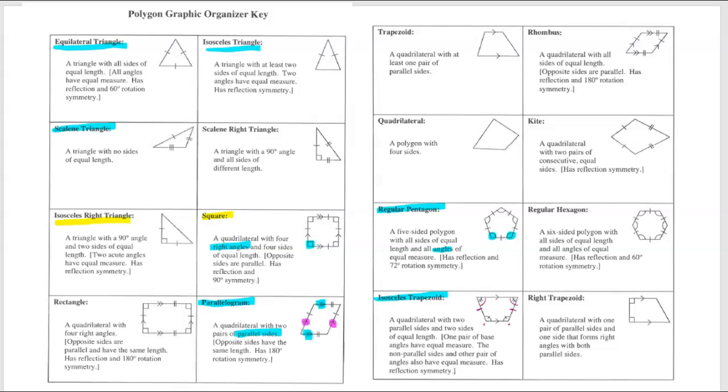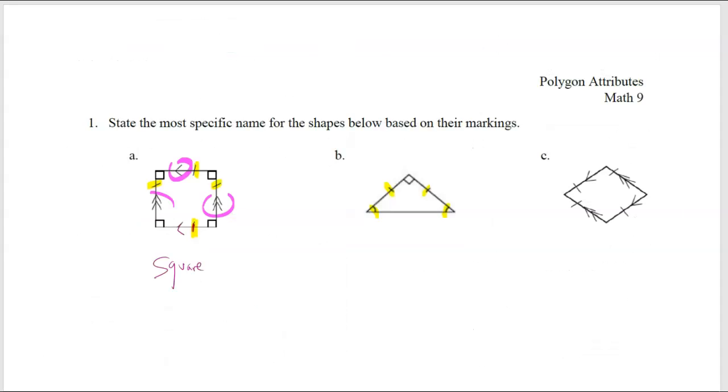So again, we want to be careful because we do have an isosceles triangle up here, but this one's an isosceles right triangle. Right? So an isosceles right triangle. Okay. And again, I just used the symbol, but we could write it out if we wanted to.